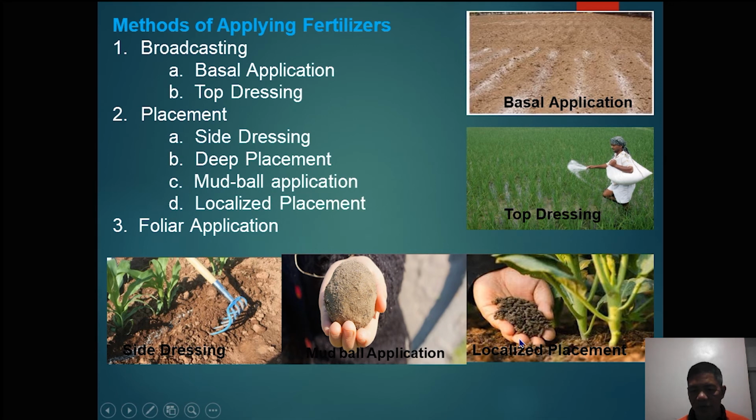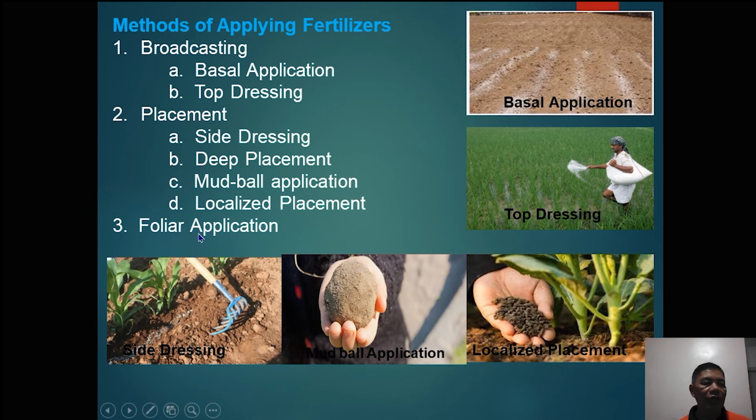You must be careful also of applying the fertilizers near the plants, because it might cause burning to the plant. Okay, so this is localized placement, or when you apply it around the plant, you are doing the localized placement. Sometimes they term it as a band application, parang rubber band ba. Then we have foliar application.